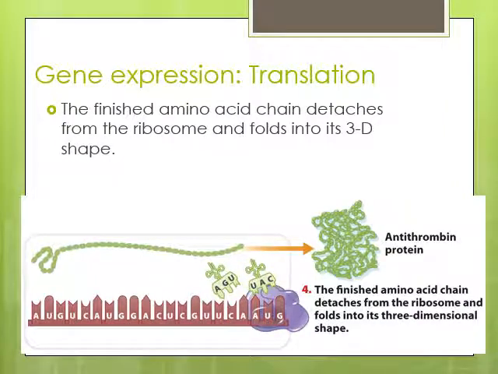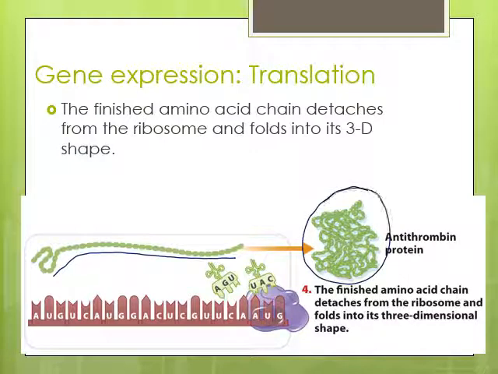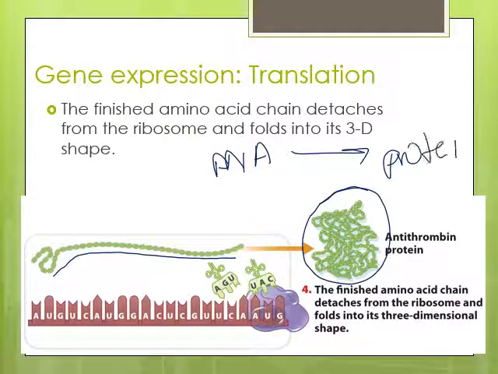So it's moving along, we have this chain of linear amino acids, and then at the very end, the finished amino acid chain detaches from the ribosome, and then it folds into its nice little 3D shape and becomes the actual protein that we set out to make originally from our DNA. So that's how we go from DNA all the way to a protein. And that, again, is gene expression. That means our genes turned on and we're actually taking the instructions and making the protein that we set out to.